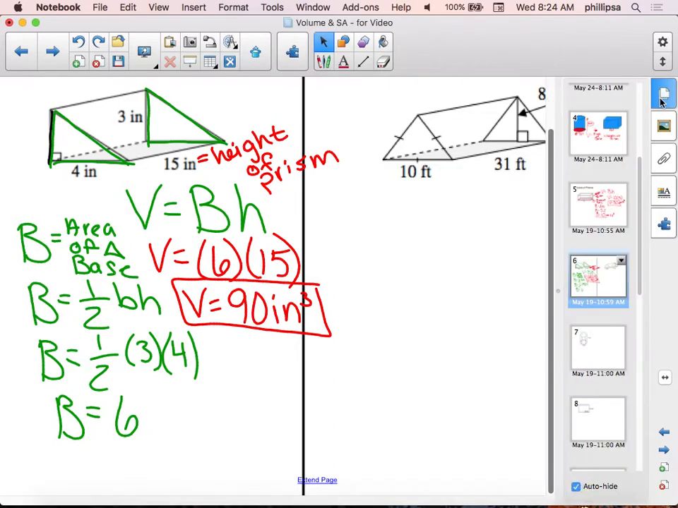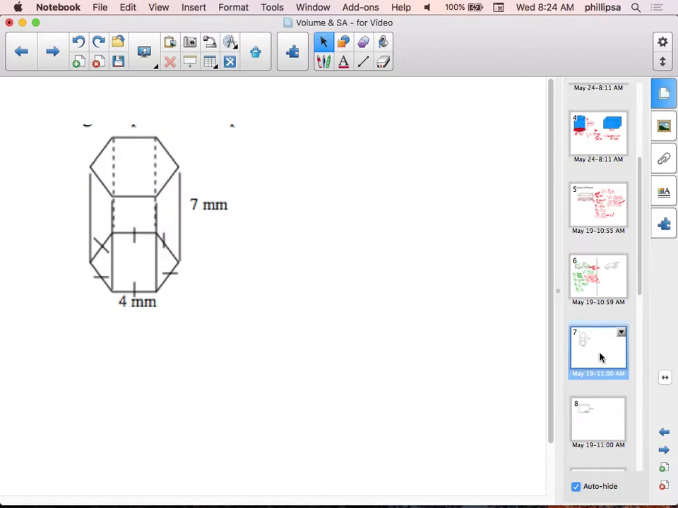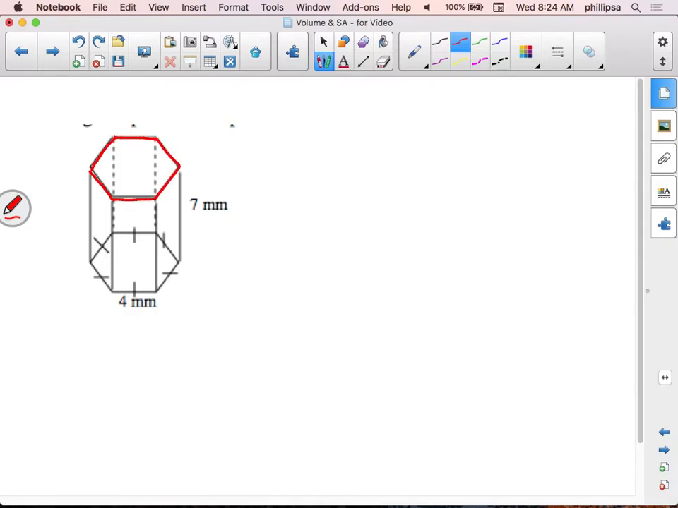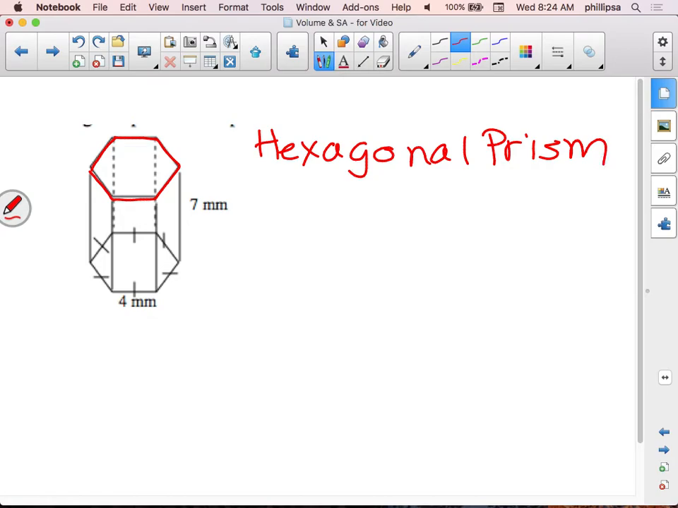I actually want to now take a look at a hexagonal prism. Okay. So this is a hexagonal prism because the bases of this prism are hexagons. So we're going to start with that same general formula. Okay, because it's a prism, we're going to find the volume by doing the area of the base and multiplying it by the height of the prism. The 7 is going to be the height of the prism.